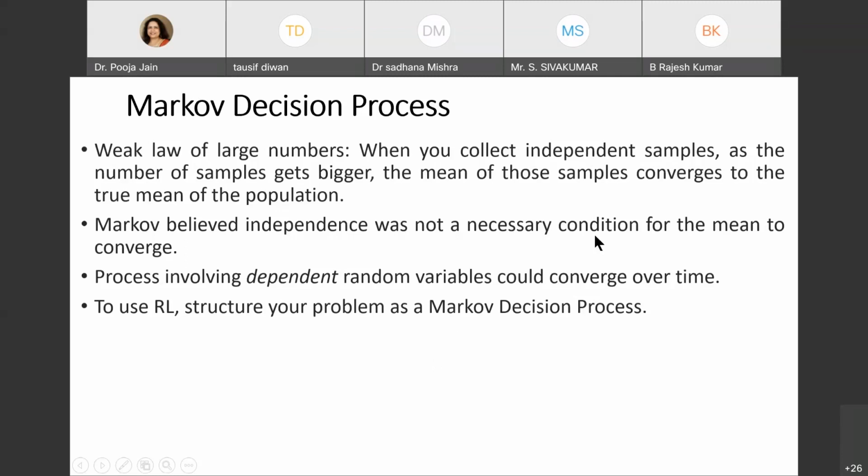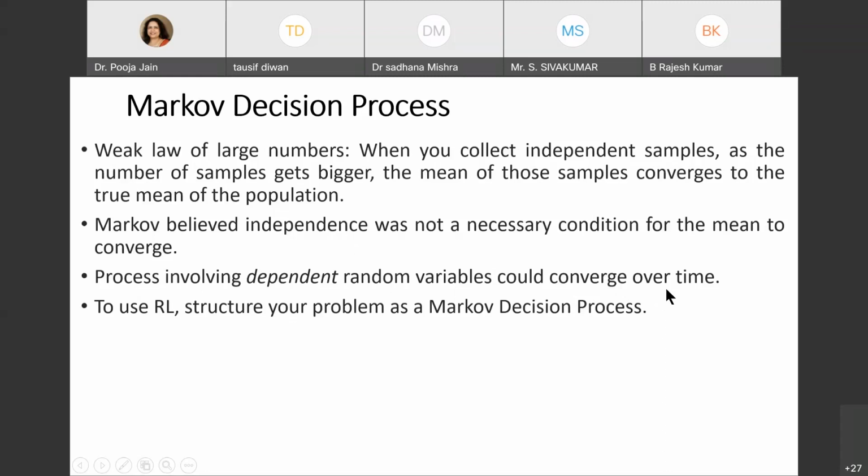It is also possible that the samples may be dependent. Then also the mean is getting converged to the mean of the true population. This is explained with the help of an example in the subsequent slides. So here, a process involving dependent random variables is also getting converged over time.